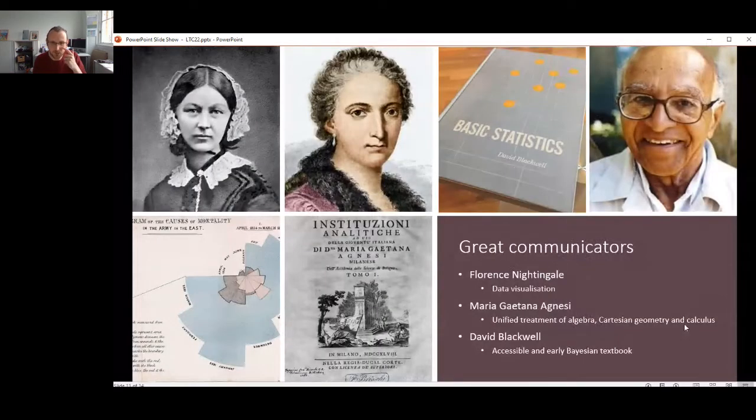And there are some other examples we use about specific problems of communicating data, whether it's Florence Nightingale in data visualization, or Maria Agnesi or David Blackwell. They have really good examples of making statistics available to the masses, whether writing in the common tongue or writing in really accessible ways.